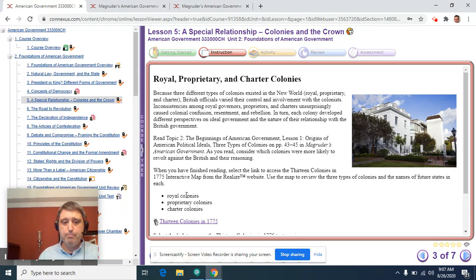And then the last form of colony is a charter colony, and the charter colonies have the most freedom. The charter colonies are given the right to essentially self-rule with a few exceptions. And what happens over time is that charter colonies and proprietary colonies start losing those rights, start losing those charters, and eventually more and more colonies are transformed into royal colonies. All right, and that's going to lead to problems over time.